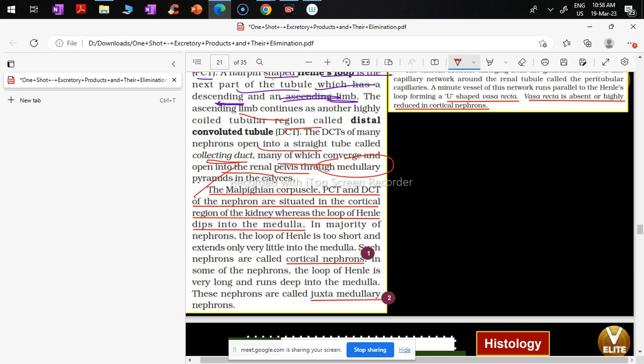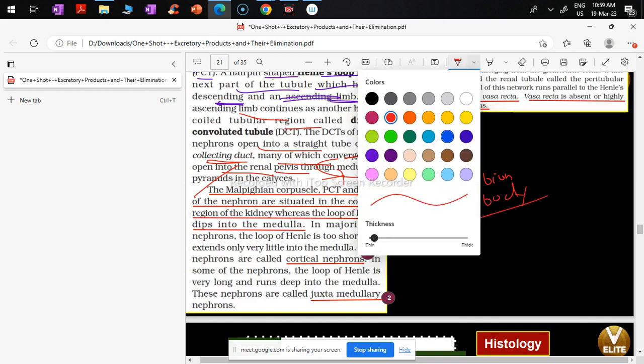So let's move further. The Malpighian corpuscle. What is the other name of Malpighian corpuscle? Renal corpuscle. And which two structures are making this? The glomerulus and the Bowman's capsule. And it is also called renal corpuscle or Malpighian body.